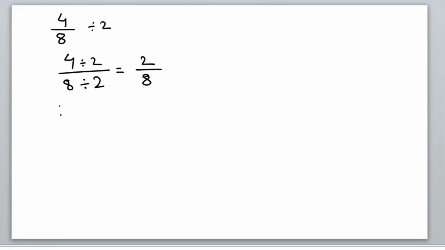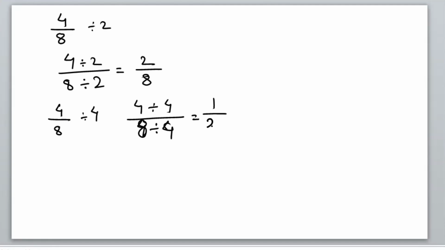Or you can divide 4 by 8 with 4 as well. It will be 4 divided by 4 and 8 divided by 4. It will be 1 by 2. So what are the equivalent of 4 by 8? The equivalent of 4 by 8 are 2 by 4 and 1 by 2.